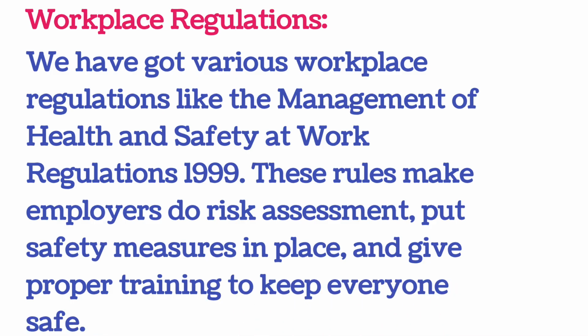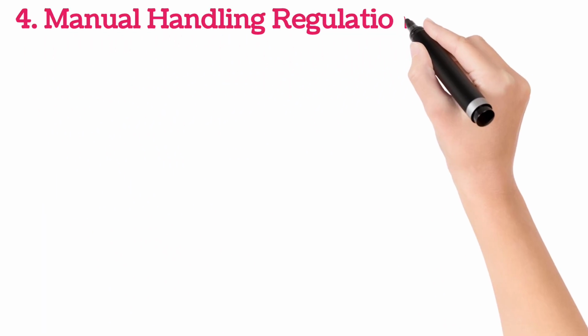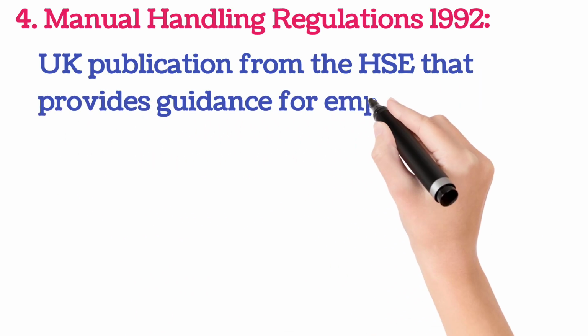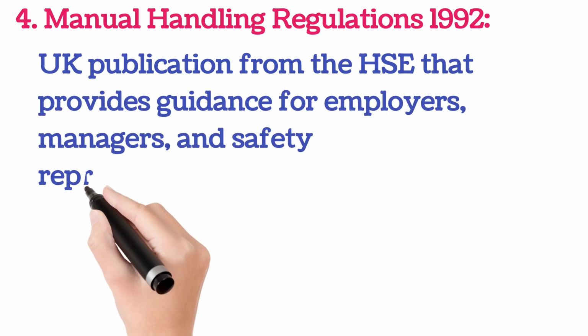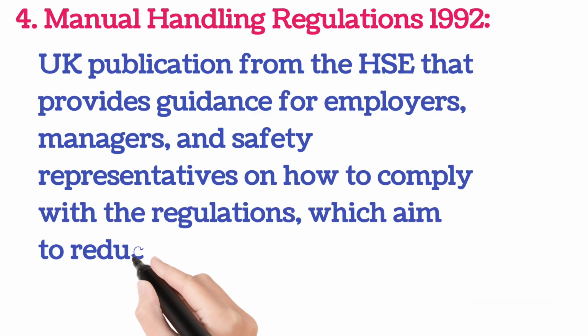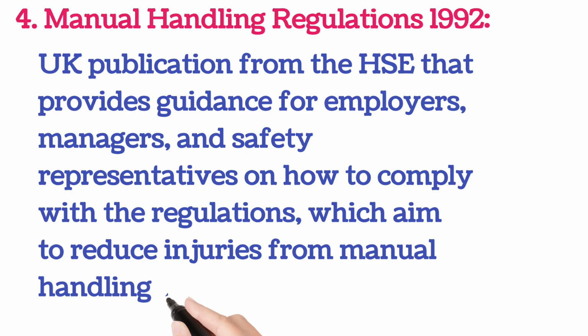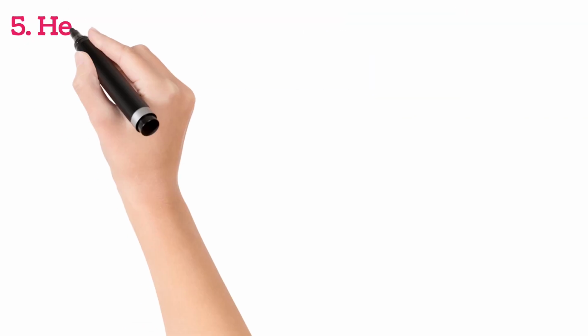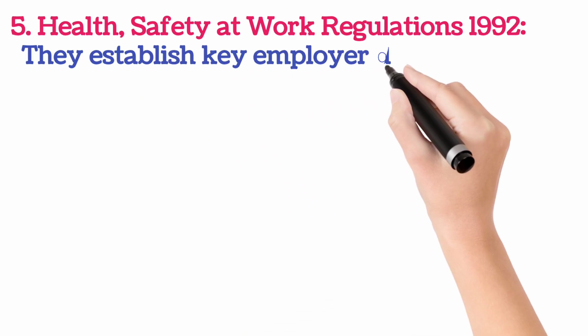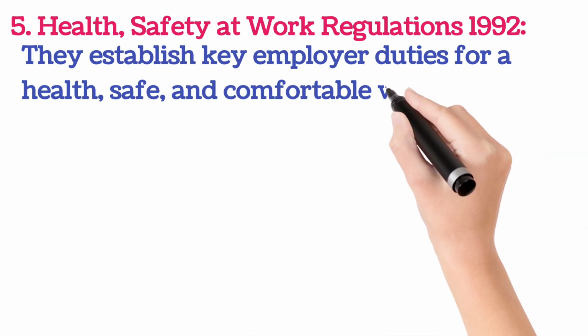Manual Handling Regulations 1992. This is a UK publication from the HSE that provides guidance for employers, managers, and safety representatives on how to comply with the regulations, which aim to reduce injuries from manual handling tasks. Health, Safety at Work Regulations 1992. They establish key employer duties for a healthy, safe, and comfortable work environment.